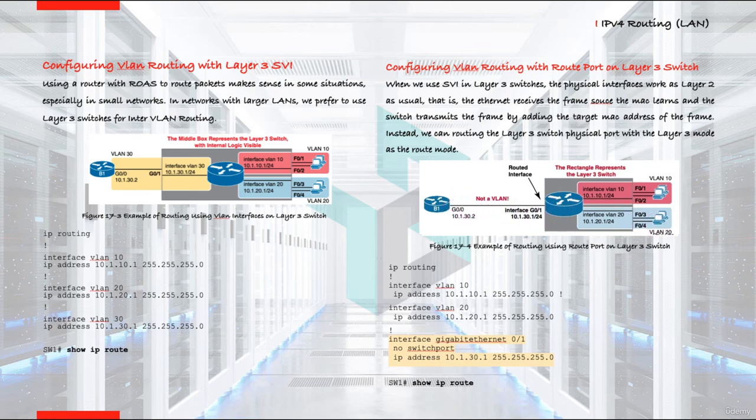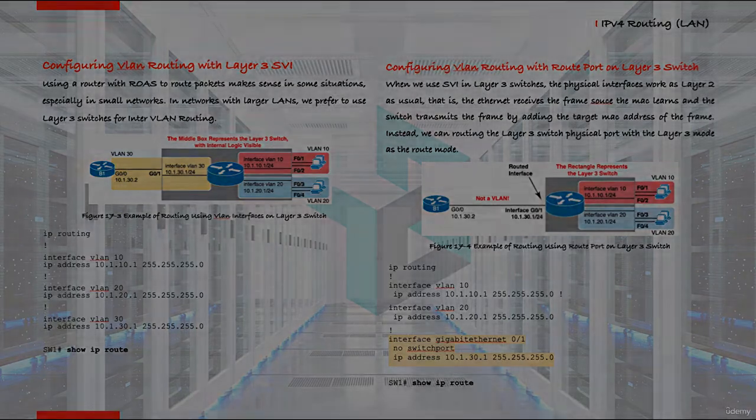Let's not forget to turn on the IP routing feature on our switches. IP routing is turned off by default in layer 3 switches. You need to turn it on with the ip routing command. If you do not turn it on, IP routing will not work on the switch.